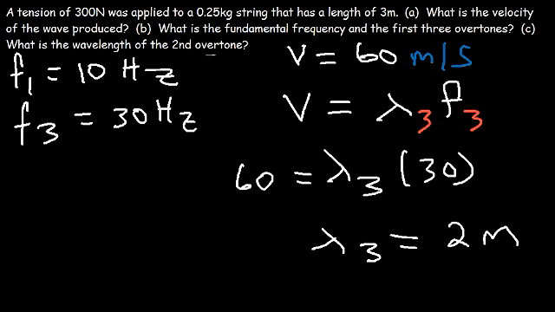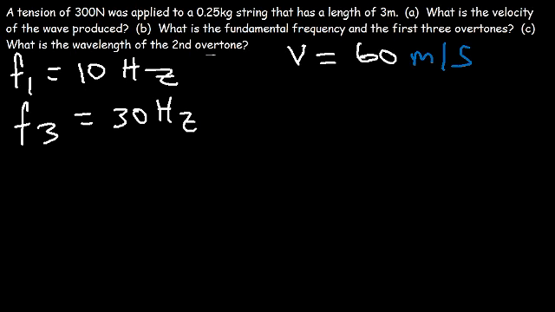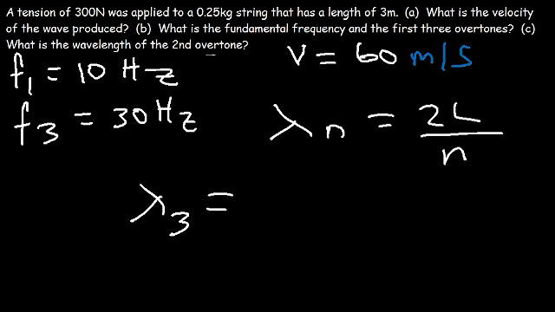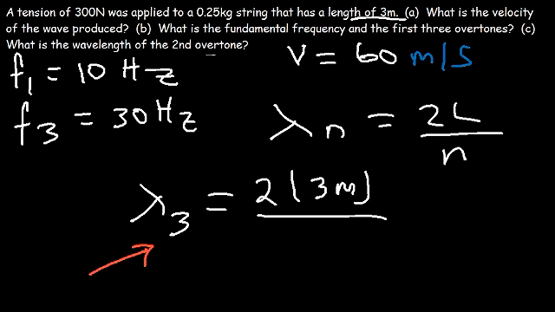Now let's see if we can confirm that answer with another equation. The other equation that we could use is this one. Lambda n is equal to 2L divided by n. So lambda 3 is simply 2 times the length, which is 3 meters. L is 3. And n is basically the subscript value, which is 3. So we can cancel the 3's and we get an answer of 2. So as you can see, there's multiple ways in which you can get the right answer. So make sure you know the equations and how to use them.